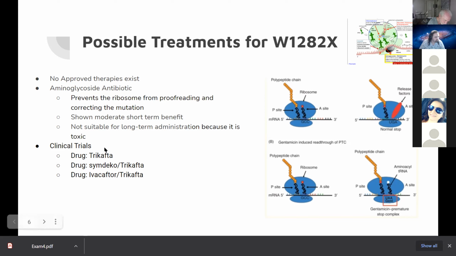It's used for a short time, and it's not good for a long time because it's toxic. And there's another treatment, but it's in clinical trial: Trikafta and Symdeko, and ivacaftor with Trikafta. So there is some result that shows that the two patients that have the mutation W1282X have shown benefit from ivacaftor treatment.